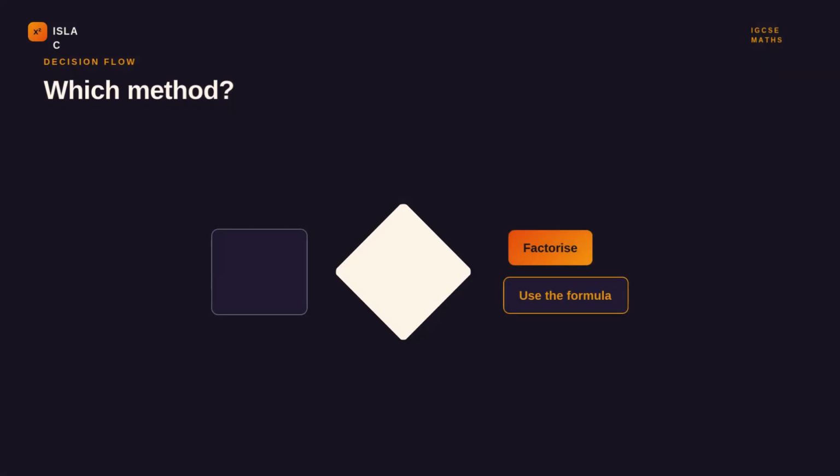How do you choose a method under exam pressure? First, always rearrange to standard form. Then ask, does it factorize easily? If a neat pair of numbers jumps out, factorize, it's fastest. If not, reach for the quadratic formula, which always works. And if the exam question actually says use the formula, or give answers to a number of decimal places, use the formula regardless, because decimals mean it won't factorize nicely.